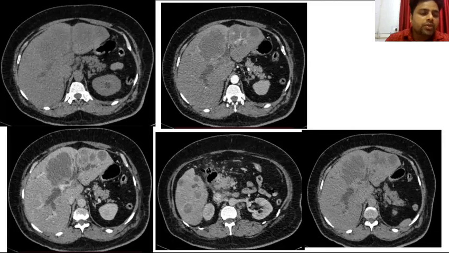There is a large hypodense lesion almost completely replacing the gallbladder, which is heterogeneously enhancing, with multiple non-contiguous enhancing lesions seen in both lobes of the liver. This is a case of GB mass with metastasis in the liver.